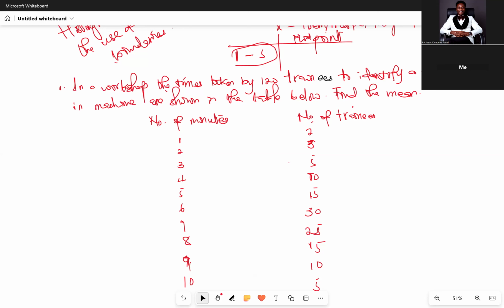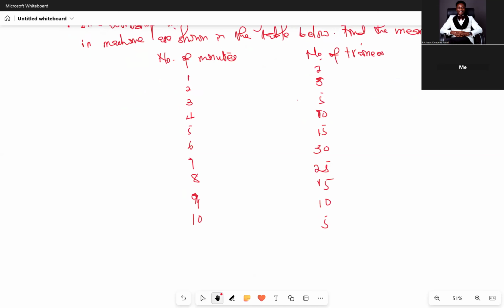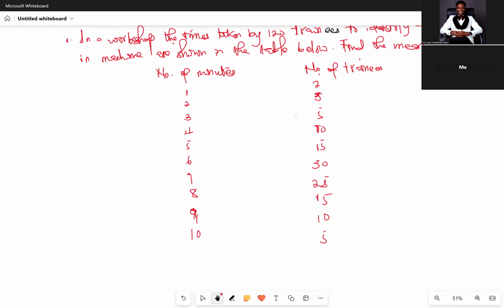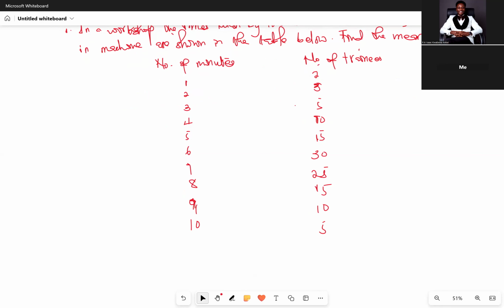2 trainees could find a fault in how many minutes? 1 minute. 3 trainees could find a fault in 2 minutes, and so on. That means you understand the question, and it says we should find the mean. What kind of frequency distribution table is this? It's not grouped, so it's ungrouped. In any case, the formula still remains the same. So, solution.